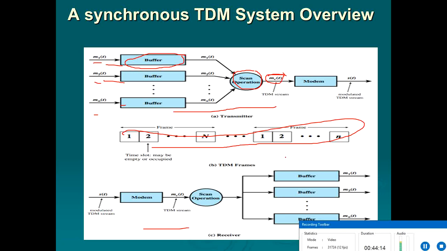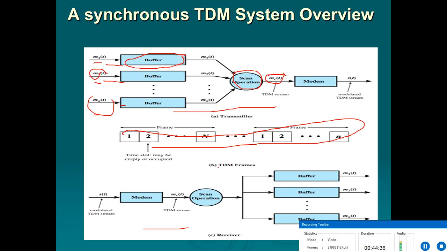So the bit interleaving technique is used. What is bit interleaving? That means first bit from source 1, first bit from source 2, first bit from source 3. Then second bit from source 1, second bit from source 2, second bit from source 3, and so on. This is called the bit interleaving technique. So the bit interleaving technique is used for making the frames.